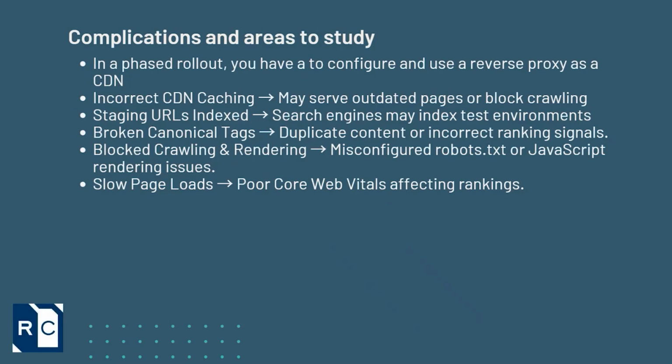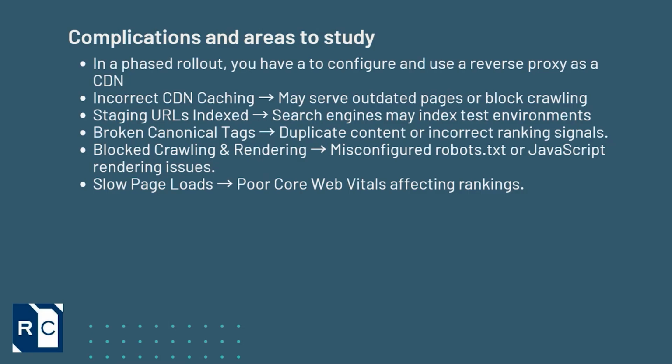There are a lot of development strategies that you need to take care of. There are a lot of common mistakes that people make which really affect the SEO of their site. Some of those I've noted down over here. There's incorrect CDN caching, so you might be caching outdated pages, which blocks the crawlers from being able to access your site properly. You might have staging URLs or test environment URLs that are configured or indexed.